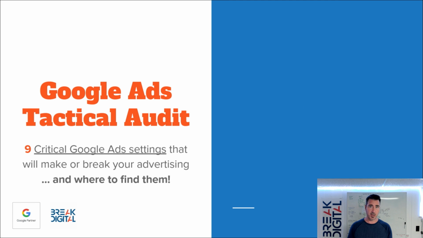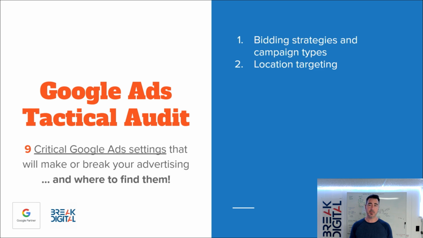Now, for the audit today, I'm going to show you 9 critical settings in Google Ads. So we'll quickly look at bidding strategies and different campaign types. The location targeting settings are really important, and sometimes this is a huge optimization that you can make in just a couple of minutes that will radically alter the effectiveness of your ads.